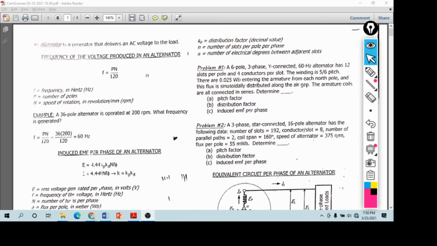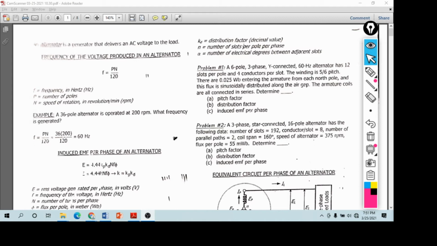Okay. This time we are going to discuss an alternator. We are done discussing the definitions, the parts and construction of alternator as well as the application. At this time, we are going to focus on how to solve different problems involving alternator. Okay, so this time, let's begin with the definition of alternator.